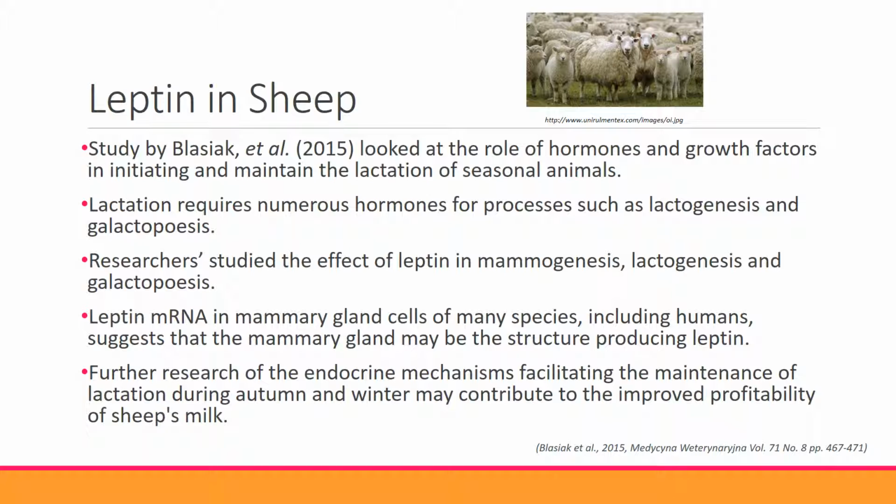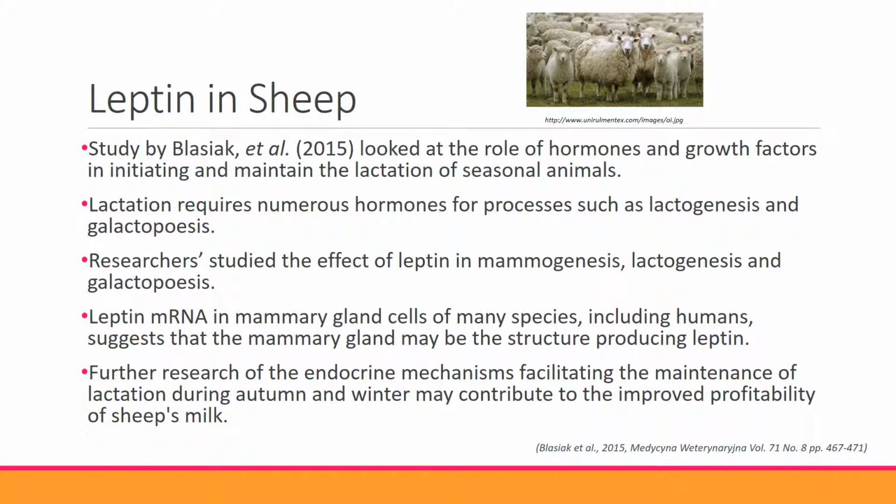Finally, I wanted to discuss leptin in sheep, and the first study is by Blasiak et al. in 2015, and they looked at the role of hormones and growth factors in initiating and maintaining the lactation of seasonal animals. So lactation requires numerous hormones for processes such as lactogenesis and galactopoiesis.